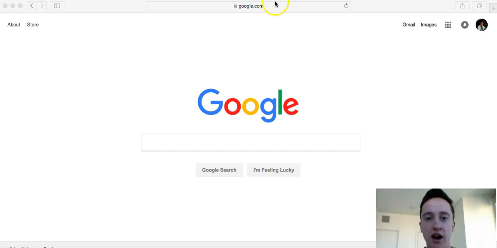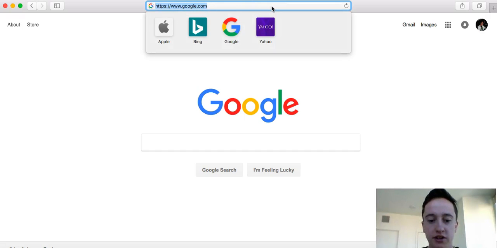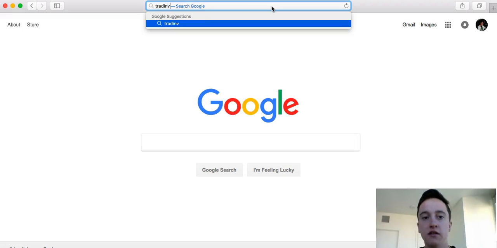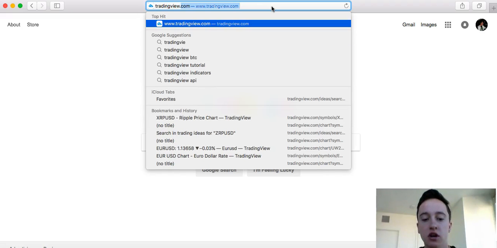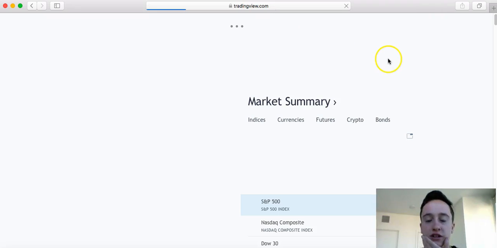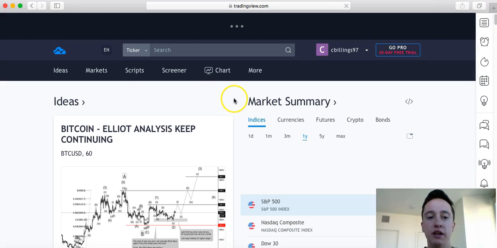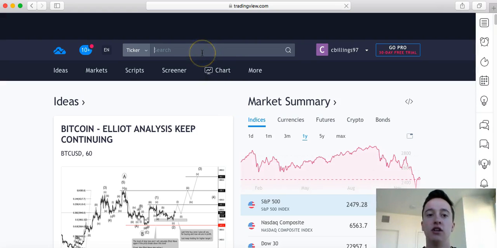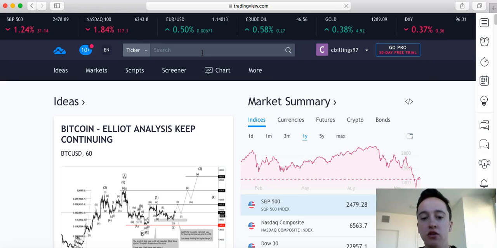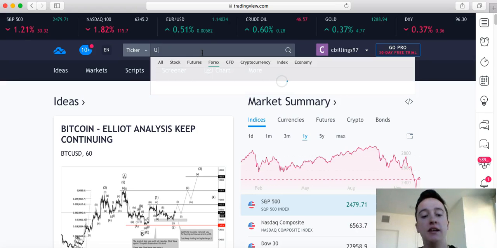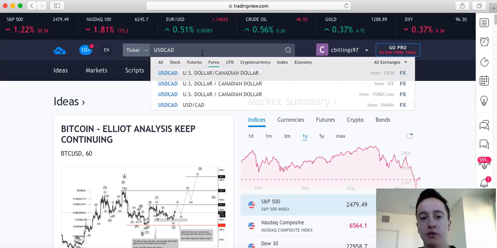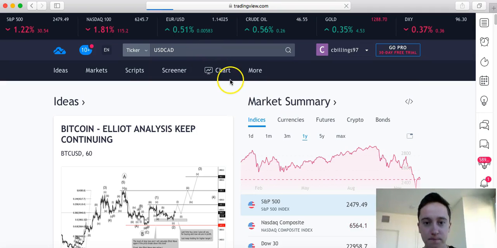But let's start off. I am on Google right now, so what I'm going to do is go to tradingview.com. And if you guys do not know, we use MetaTrader 4 for our mobile app on our phone, and then we use TradingView for the actual desktop platform. So with TradingView, you guys can go here and you can type in any currency pair that you want. So I'm going to start off with USD CAD.